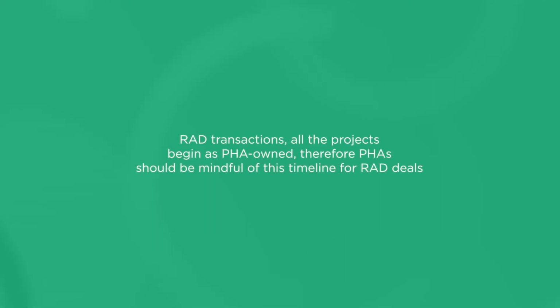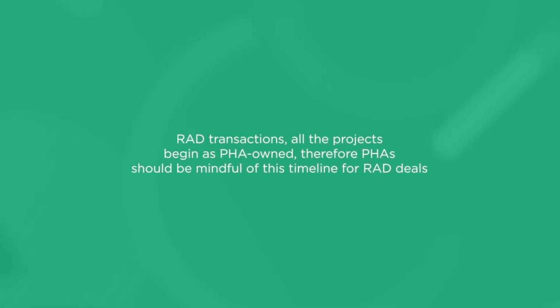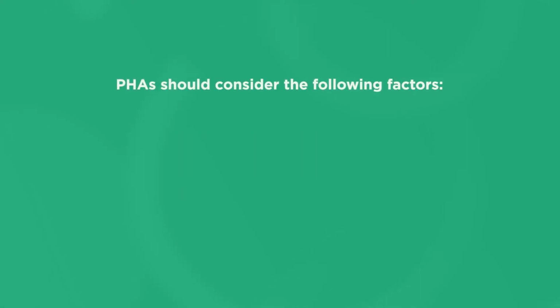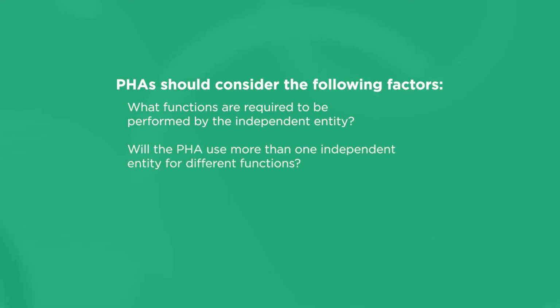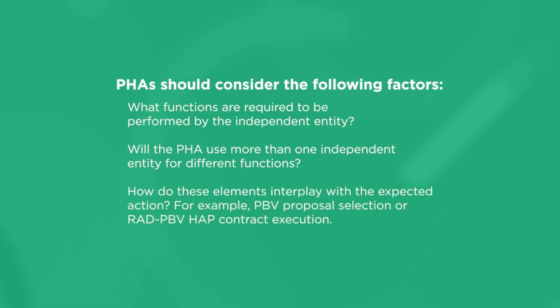Please note that in RAD transactions, all the projects begin as PHA owned. Therefore, PHAs should be mindful of this timeline for RAD deals. When thinking about timing, PHAs should consider the following factors. What functions are required to be performed by the independent entity? Will the PHA use more than one independent entity for different functions? How do these elements interplay with the expected action? For example, PBV proposal selection or RAD PBV HAP contract execution.